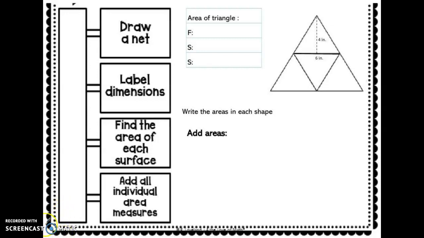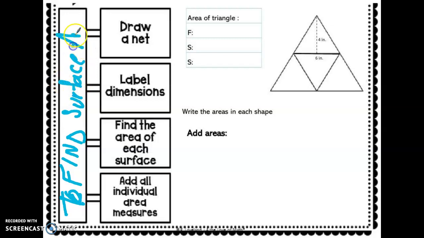All right, well, if we're going to find surface area, there is a process that we need to follow. To find surface area, first thing we need to do is draw a net.